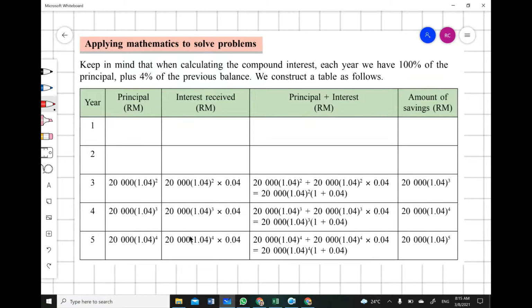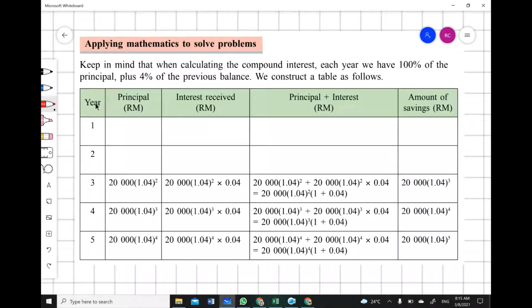Keep in mind that when calculating the compound interest, each year we have 100% of the principal plus 4% of the previous balance. So we construct a table as follows. Okay, this one is up to you. When you write down a mathematical model, if the person who reads it already understands this part, then you don't have to explain. If you want to make them understand better, then you explain all of this.